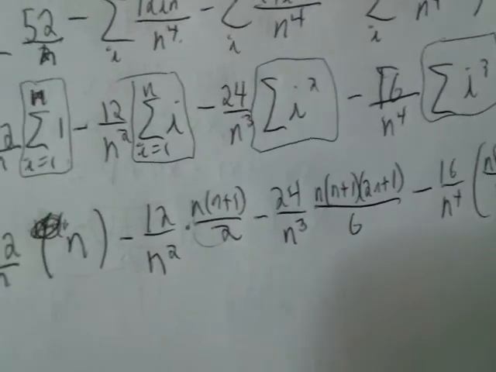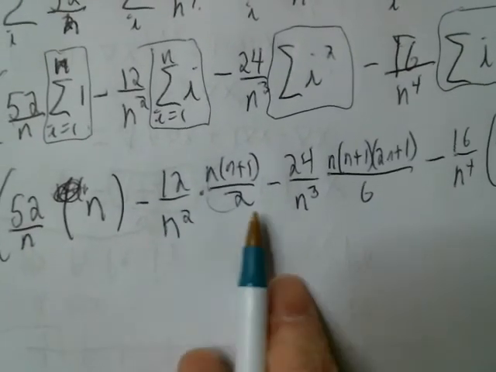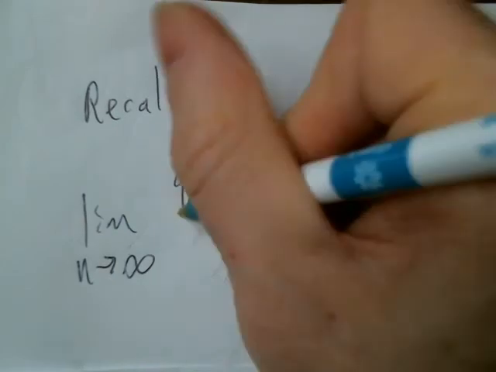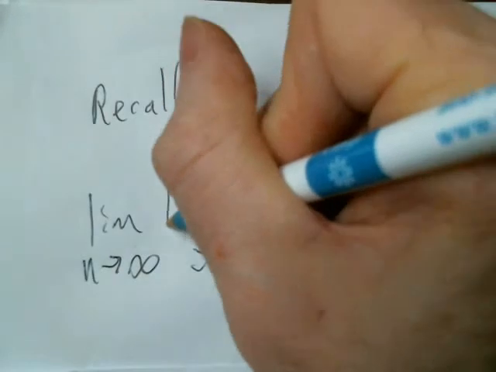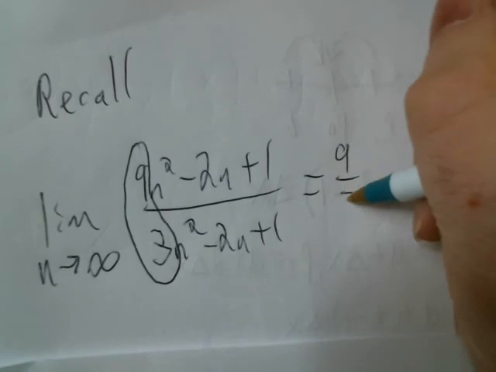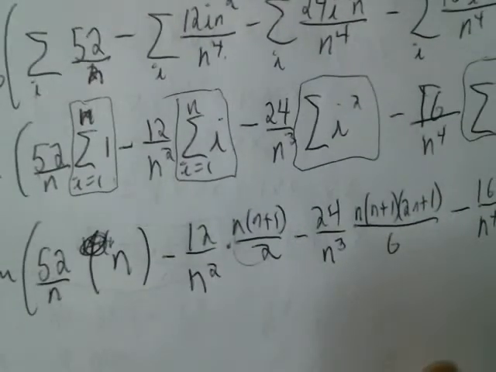Ugh. Okay, what about these things then? These are easier than you think. They're all just ratios of polynomials. And if you recall, to determine the limit of something like, as n goes to infinity, 9n squared minus 2n plus 1 all over 3n squared minus 2n plus 1, all you need to do is take the ratio of the leading coefficients. Okay, so this would just be 9 over 3, which is 3. So that's a shortcut. Okay, you have to be careful that you know what the leading coefficients are.